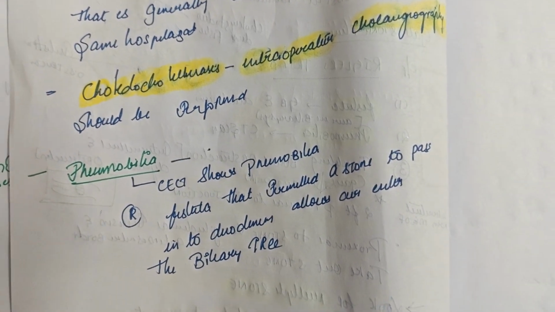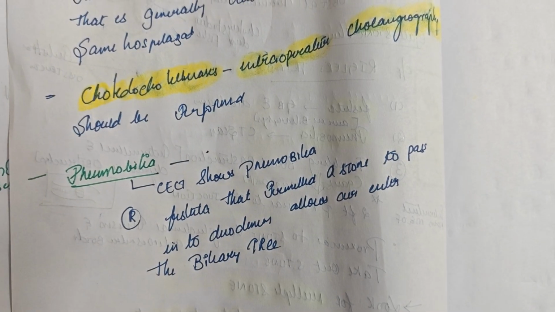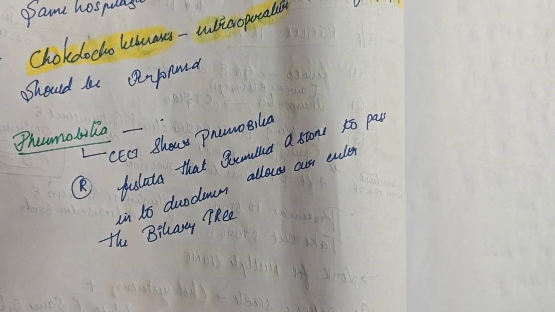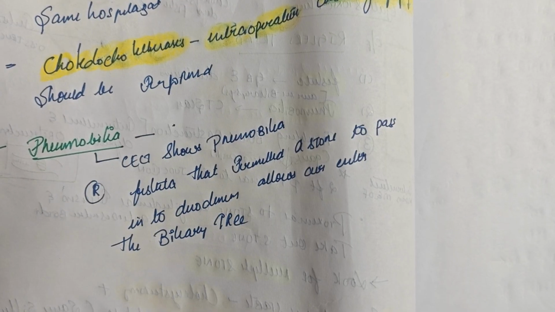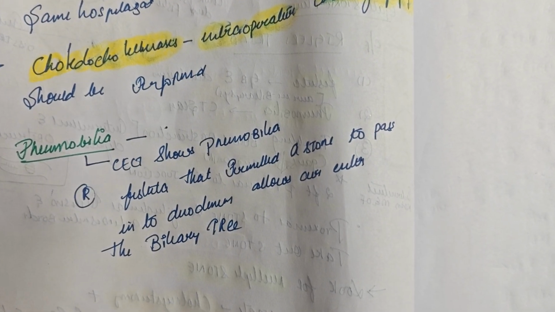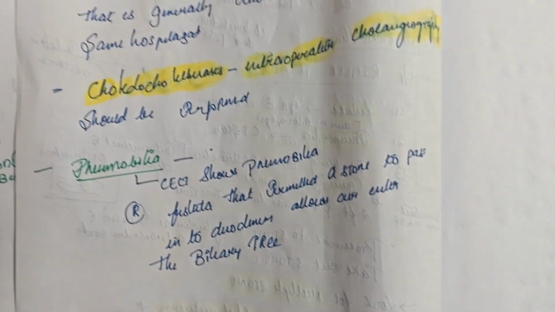So let us finish the session by speaking about this pneumobilia. CECT shows pneumobilia. That is a fistula that permits a stone to pass into the duodenum and allows air to enter into the biliary tree. So that's all you need to understand as of now.